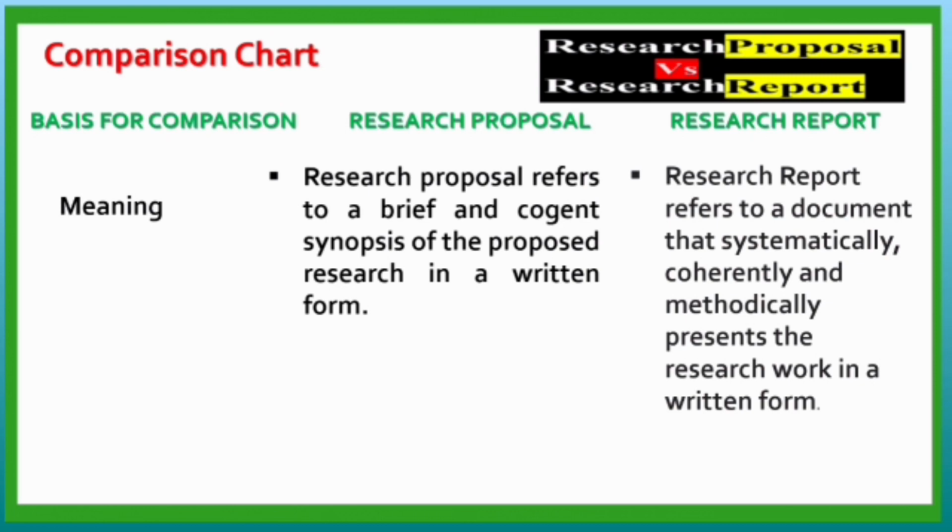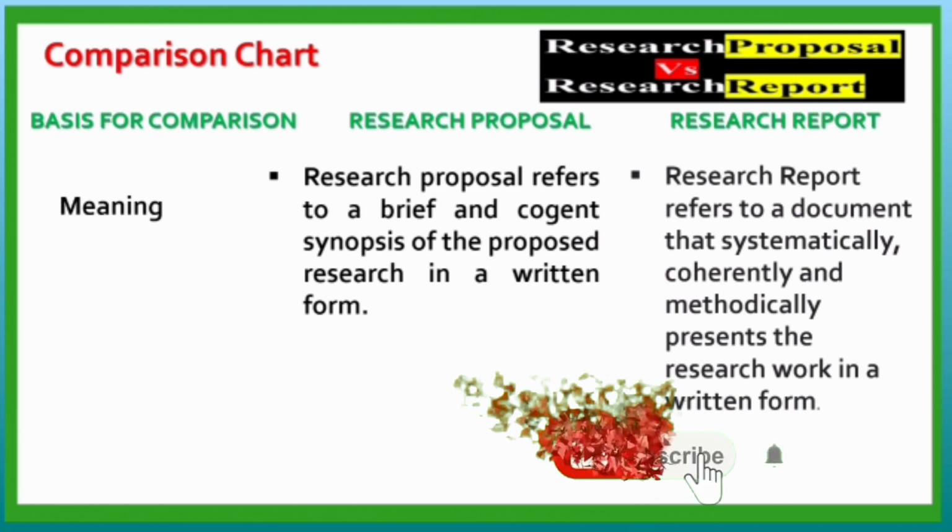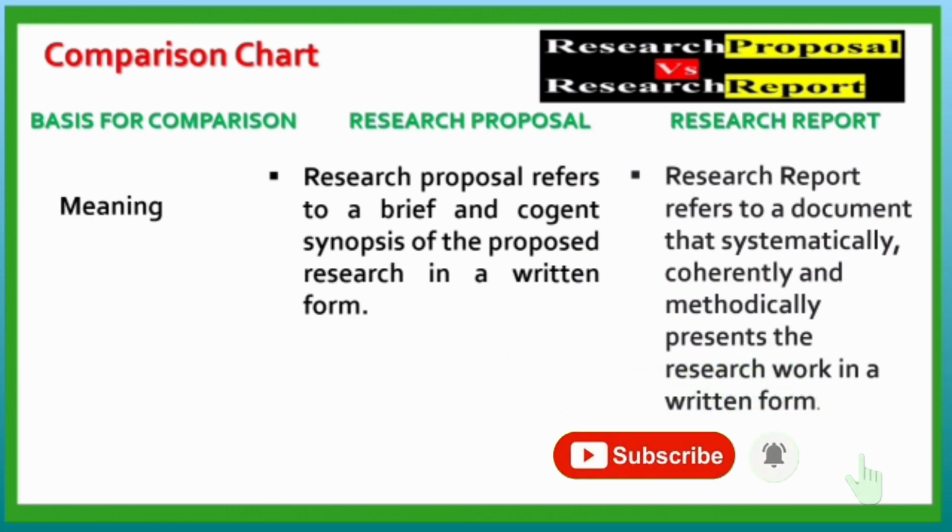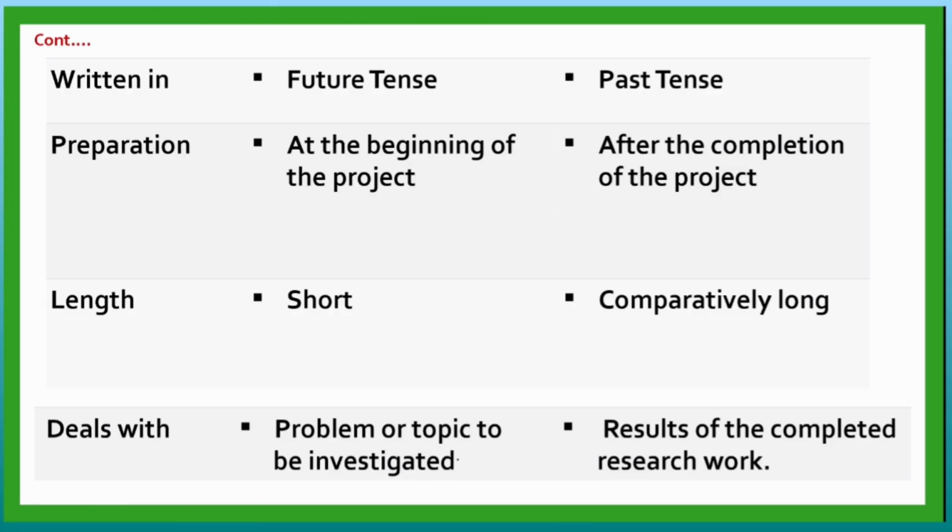Then, comparison chart. On the basis of comparison, we compare research proposal with research report. On the basis of meaning, a research proposal refers to a brief and cogent synopsis, that means clear and logical synopsis of the proposed research in a written form. On the other hand, a research report refers to a document that systematically, coherently, and methodically presents the research work in a written form. Then, on the basis of tense, the research proposal is written in future tense but the research report is written in past tense.